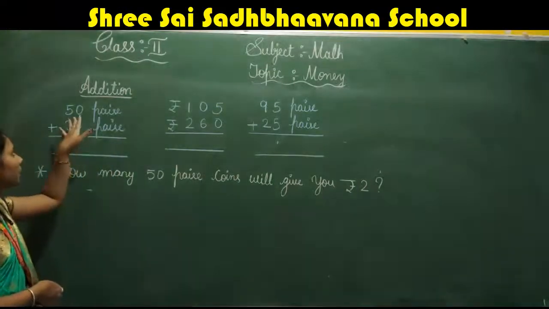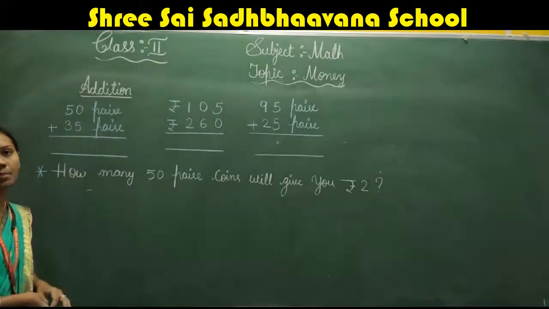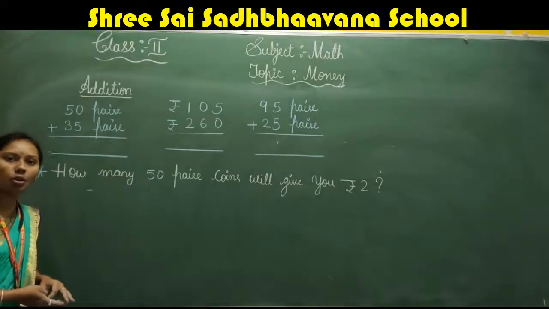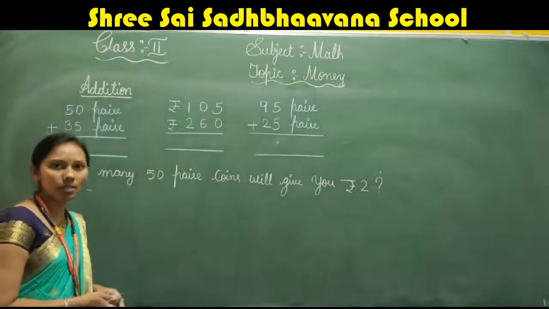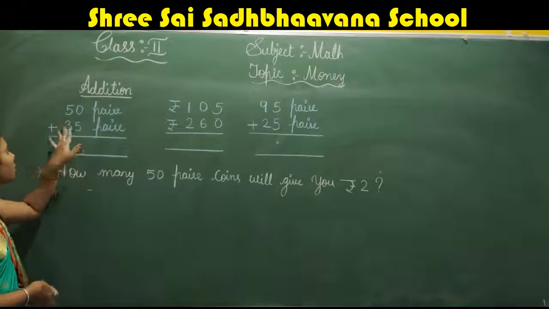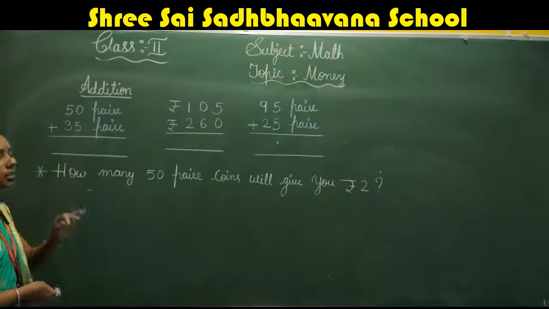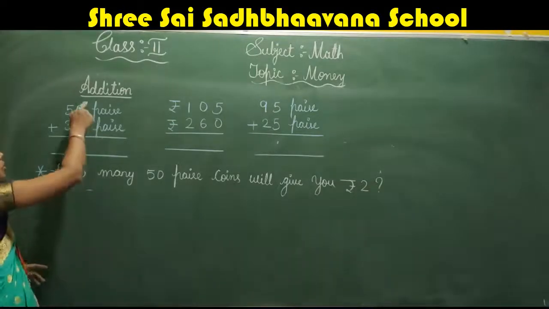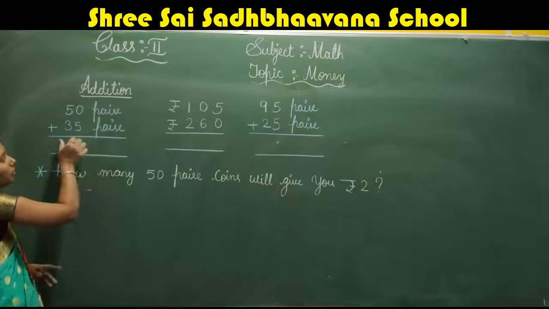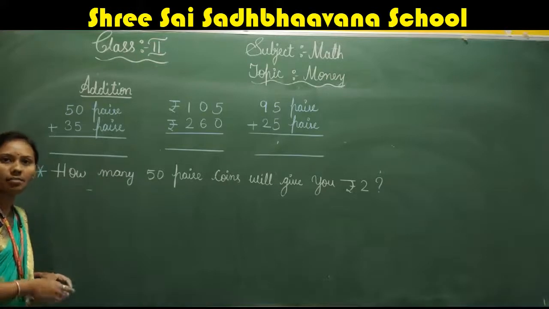So for example, here we add 50 paise plus 35 paise. We already know how to add; we learned addition in the previous class. Using the concept of addition, let us do this. First we have 50 paise and 35 paise. Here we are going to add these, and the answer you will get will be in the form of paise itself.